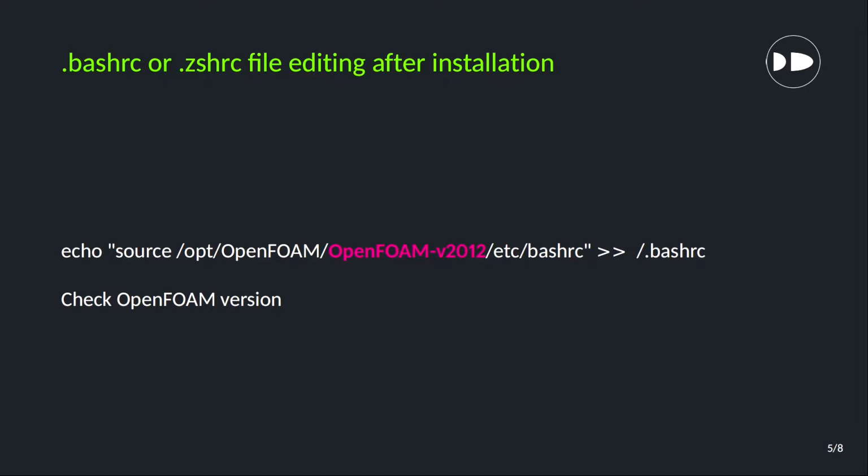Another error that you may face after installing your OpenFOAM: you type this command, echo, then source opt OpenFOAM OpenFOAM 2012 and all this. There you face the error that you are still not able to run your OpenFOAM commands. In that case what you need to check is this particular OpenFOAM version, whether you have installed OpenFOAM 2012 or some other latest version. In that case you will have to change this version name in this command, or you can manually go to the bashrc or zshrc file and modify it.